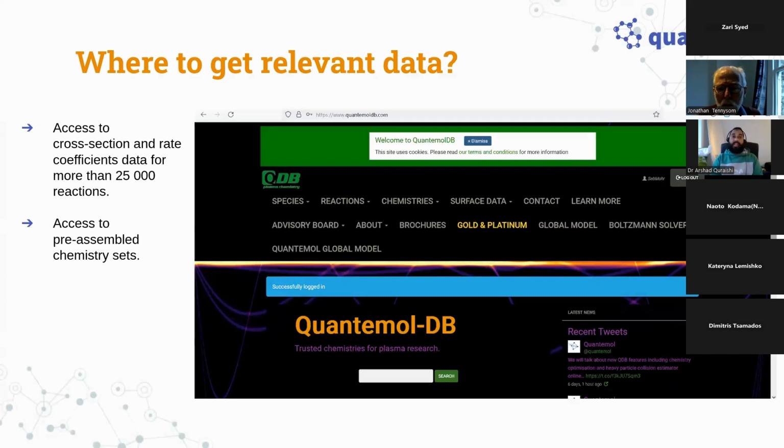How do you get the relevant data? Well, QDB offers access to cross sections and the rate coefficient for more than 25,000 reactions, and it also offers access to pre-assembled chemistry sets and species data such as enthalpy of formation or the surface coefficients. So this is a screenshot from the QDB website.